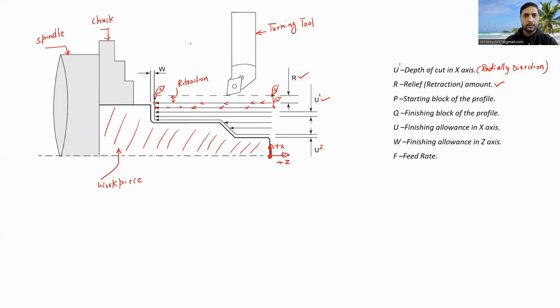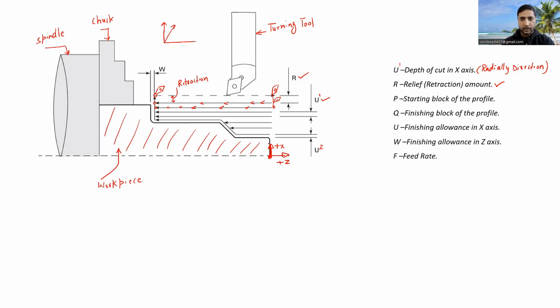So sometimes the retraction will be in this way. Let us say it is removing the material and retracting the tool like that. Or sometimes the retraction will be in this way also. That is, it is retracting back in this taper direction. So both are correct. After that, we have the starting block of the profile, P.